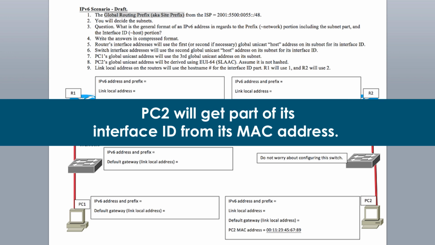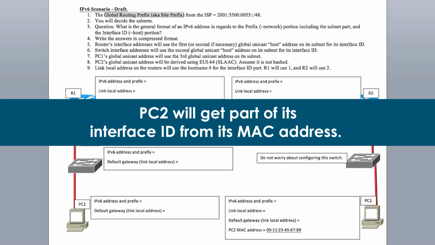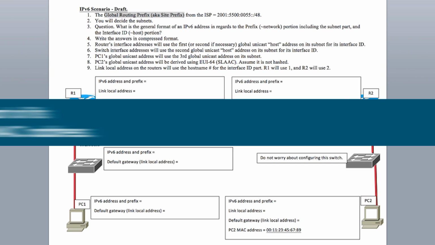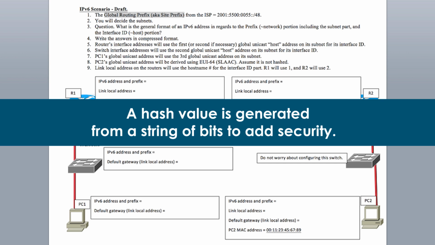The interface ID can be derived from a hash value, and if that's the case, then it's considered to be privacy enhanced. In general, a hash value is generated from a string of bits to add security.